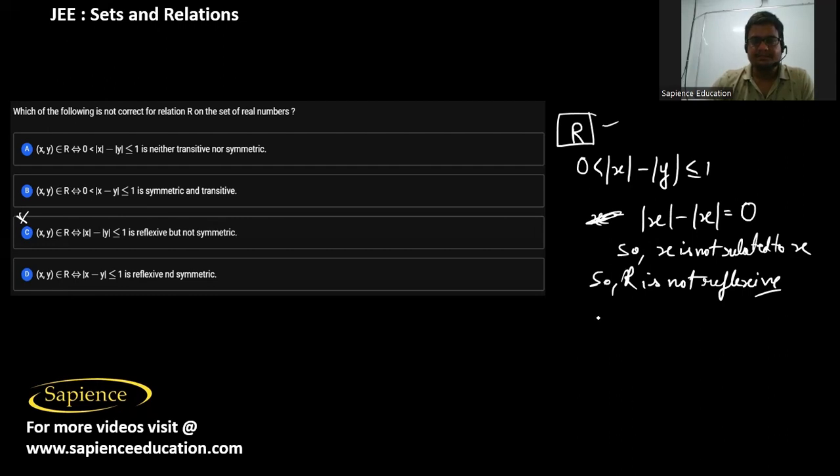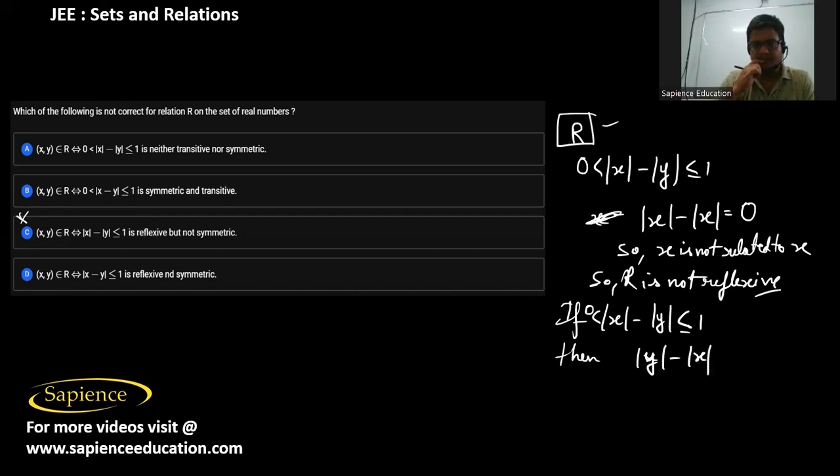Then, is it symmetric? We have to check. So now if mod x minus mod y is from 0 to 1, then mod y minus mod x will go from -1 to 0. So it will not go from 0 to 1. So it means that the relation R is not symmetric.